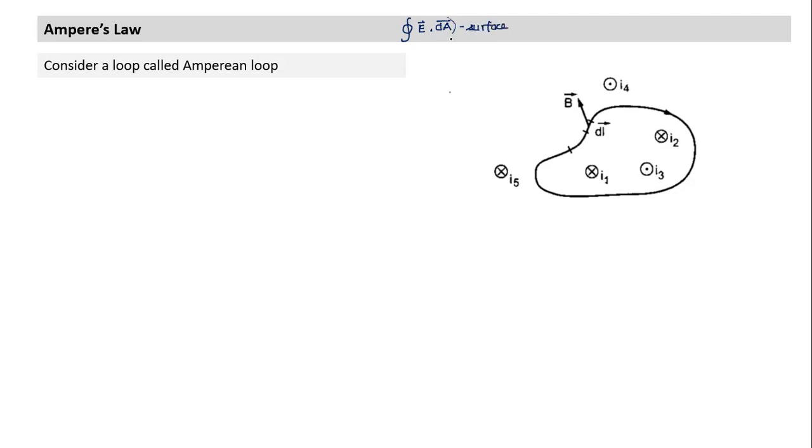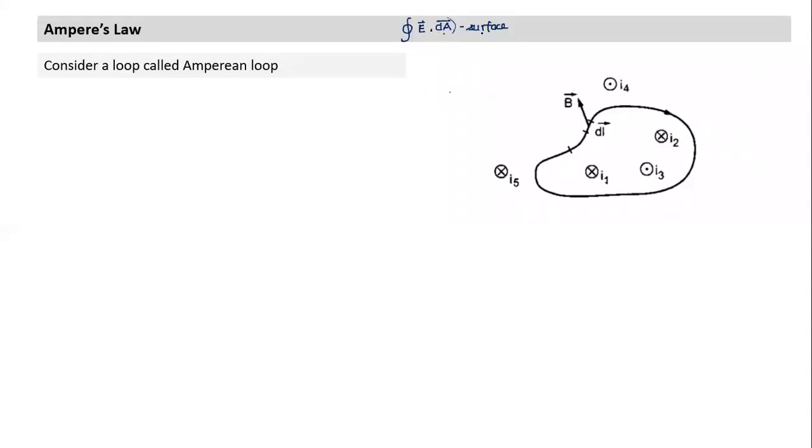Gauss's law is the surface integral of the resultant electric field over a closed surface. Ampere's law is something similar, but not very similar. There is some similarity and some dissimilarity. Here it was integrated over a surface. Here it is integrated over a loop, so it is integrated over a length vector, not the area vector.